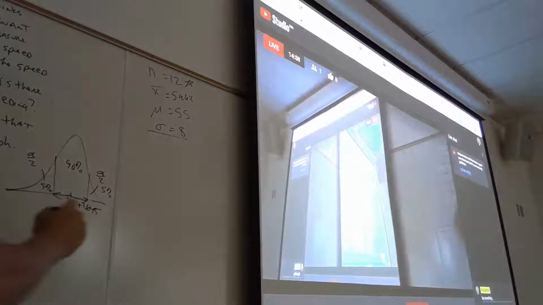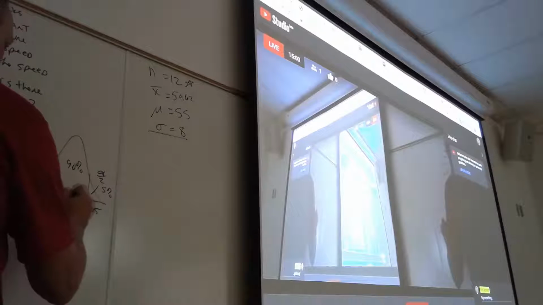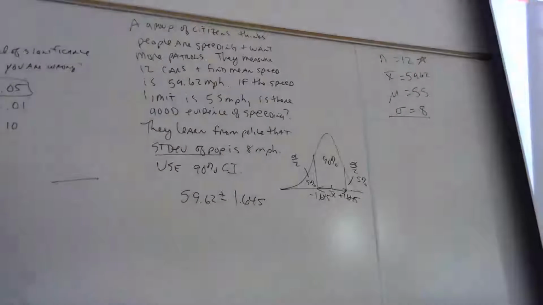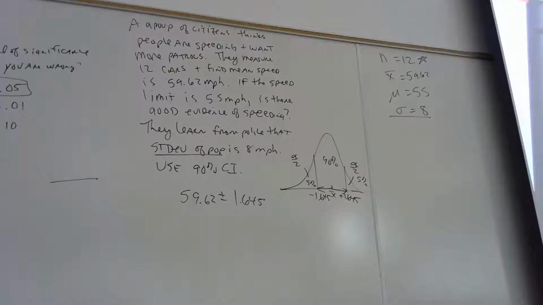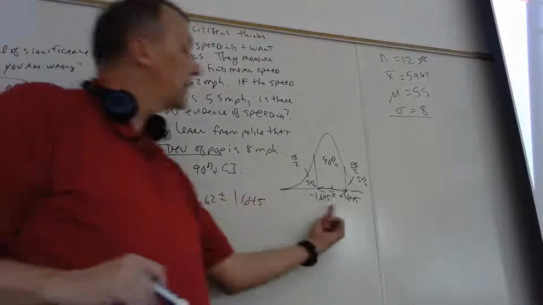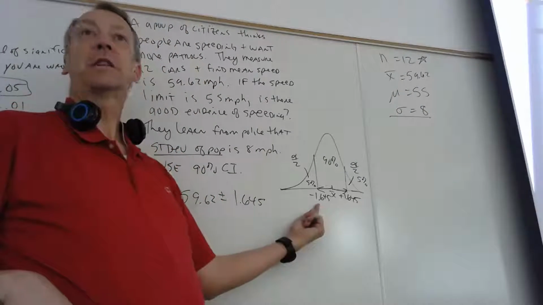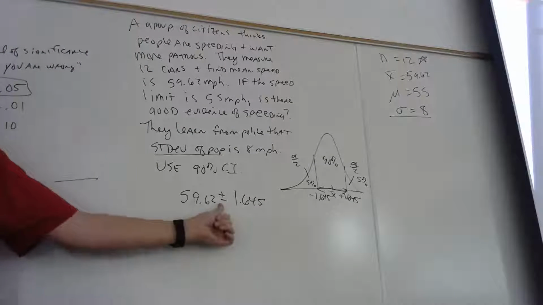That's the plus, that's the minus. Okay? That's why in our formula we have a plus and a minus. Does that make sense? Okay, we're going out positive 1.645 standard deviations and negative 1.645 standard deviations. That's exactly why we have those.